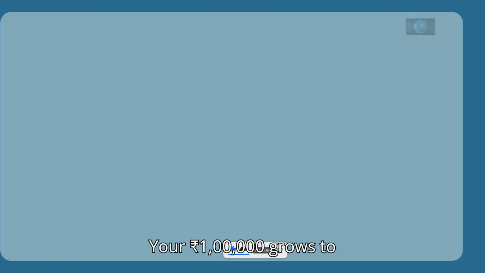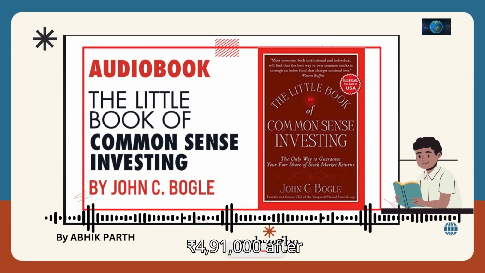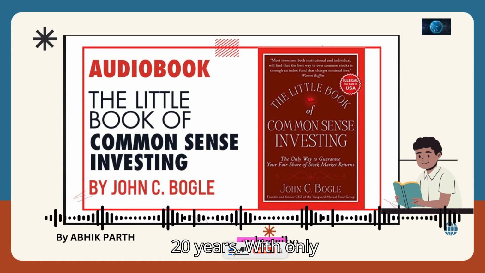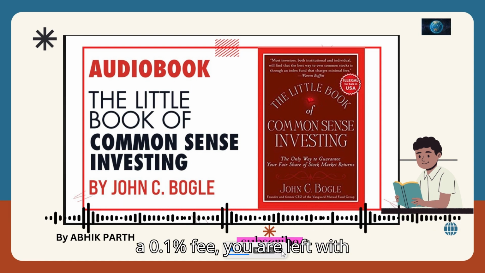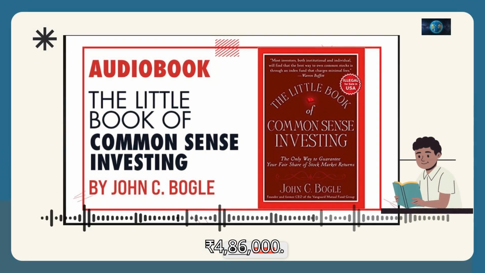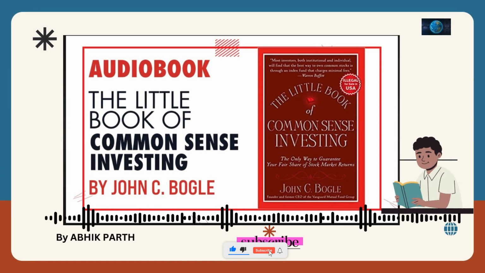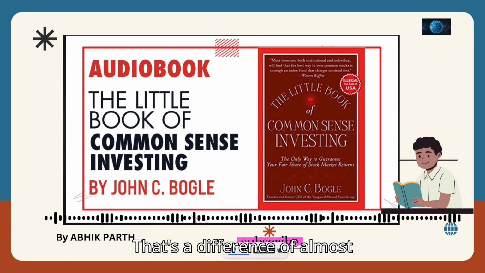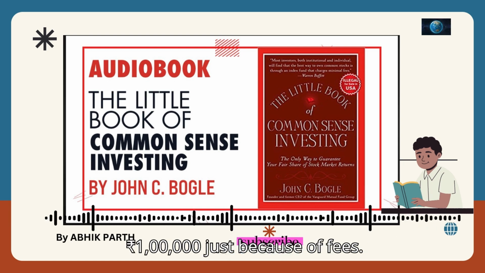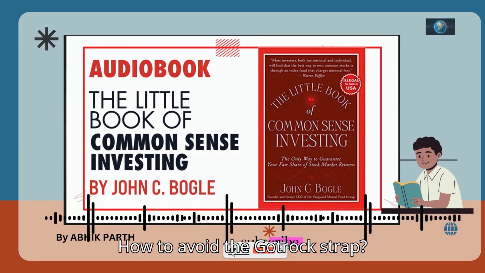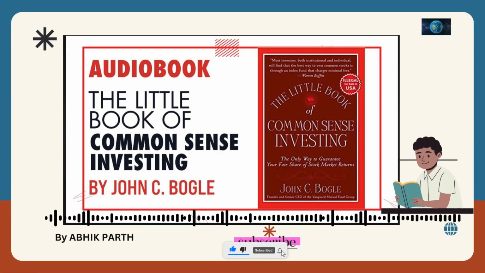Your 1 lakh rupees grows to 4,91,000 rupees after 20 years. With only a 0.1% fee, you are left with 4,86,000 rupees. That's a difference of almost 1 lakh rupees, just because of fees. How to avoid the Gotrox trap?